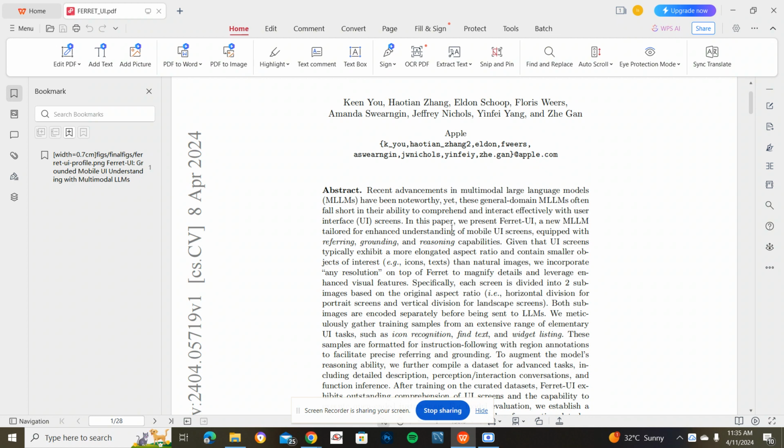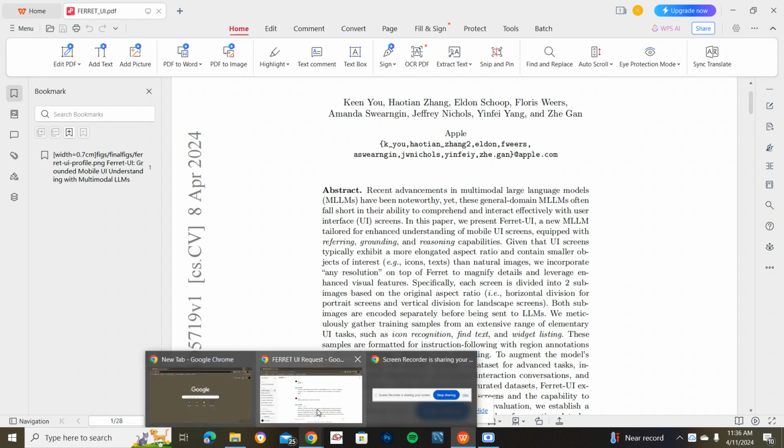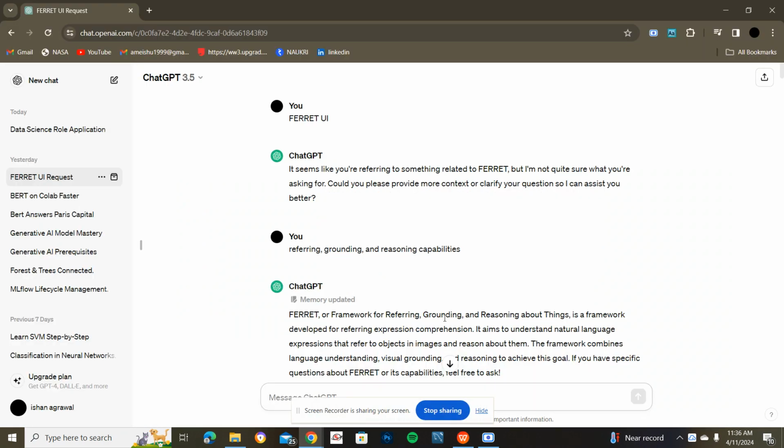So in this paper we present Ferret UI, a new MLLM tailored for enhanced understanding of mobile UI screens, equipped with referring, grounding, and reasoning capabilities. So these are some keywords. Let's look at what these actually mean.